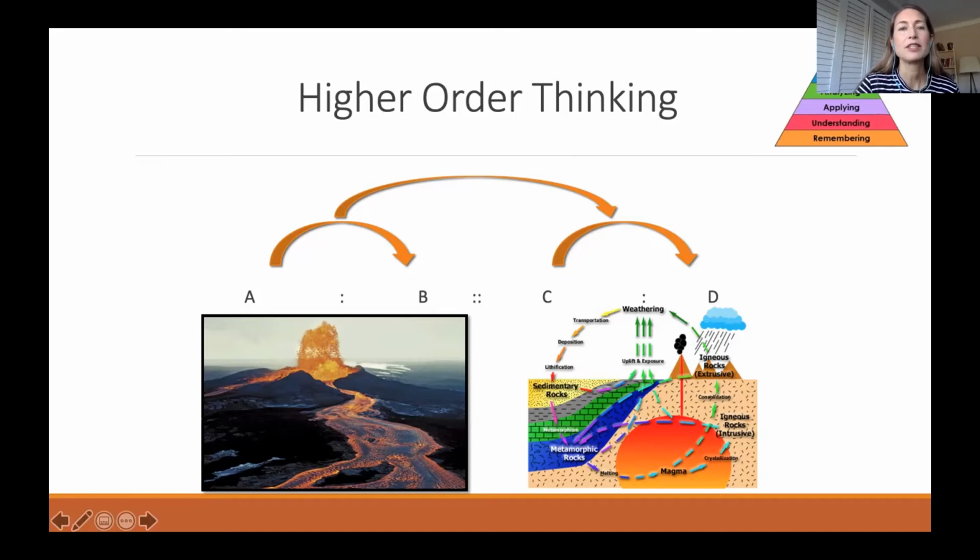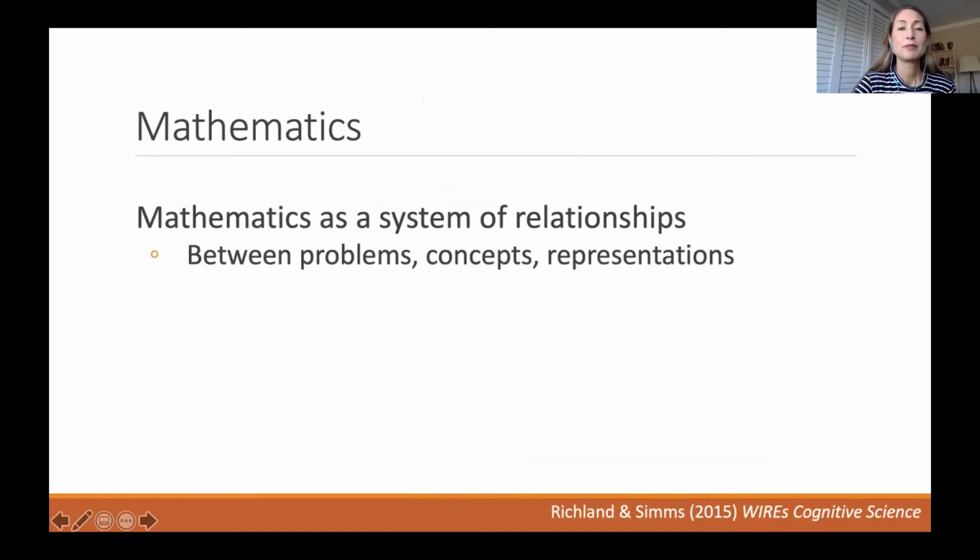All right, so I'm going to be talking a lot about mathematics. My educational work is in math, and the way that I think about this is that mathematics is an ideal place to look at structured relational thinking. It's a system of relationships, right? We see relations between problems, between concepts, between representations of concepts. And developmentally, it's really interesting to think through even the basic building blocks of mathematics.